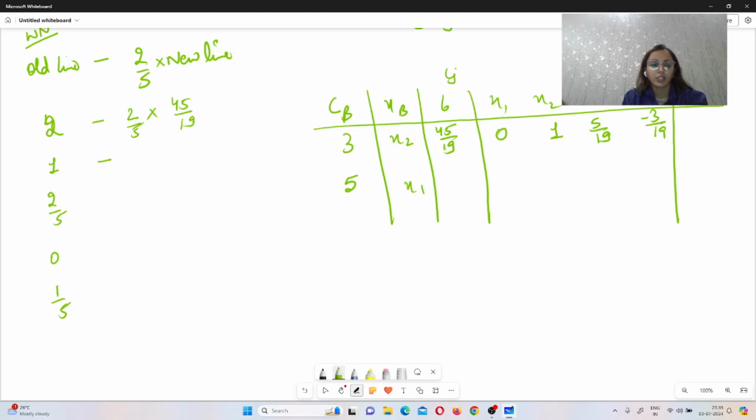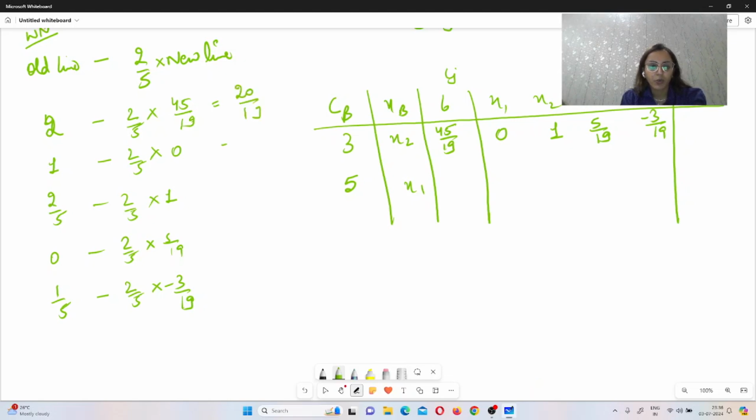And for the next values, how do we write it? 2 upon 5 multiplied by this 0, minus 2 upon 5 multiplied by this value 1, minus 2 upon 5 multiplied by 5 upon 19, then minus 2 upon 5 multiplied by minus 3 upon 19. So solve all these values. When we solve all these values, we get 20 upon 19 over here.